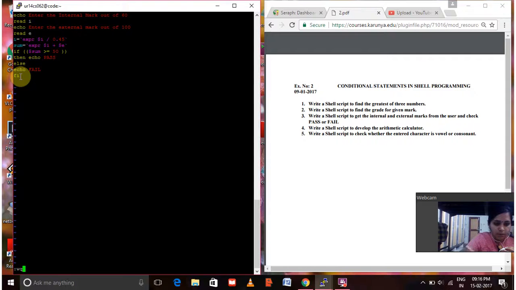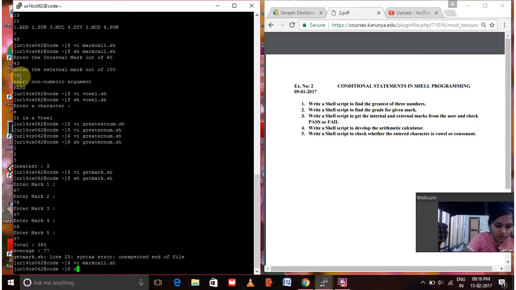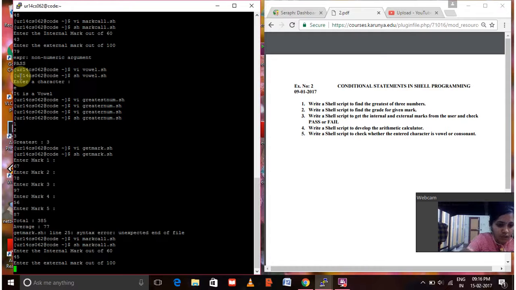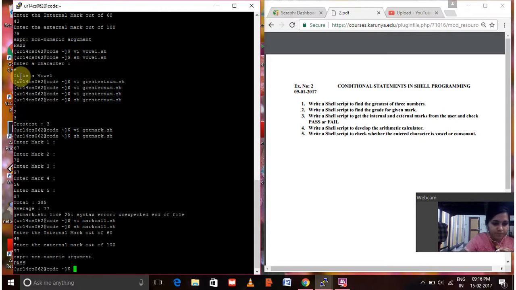And I am running my program. Internal mark out of 60, I'm entering 45, and external mark out of 100, I'm entering 97. So it evaluates the expression and prints pass.